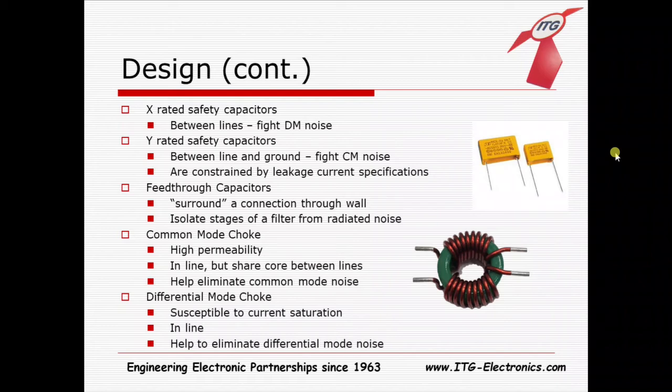Then kind of a special type of capacitor is called a feed-through capacitor. It surrounds a connection through an internal wall of an EMI filter. So a lot of times in multi-stage filters, you'll have part of the filter box just kind of create a wall or a barrier to prevent radiation between the different stages of the filters. And a feed-through capacitor allows you to send signal or power or whatever you're filtering through that wall.